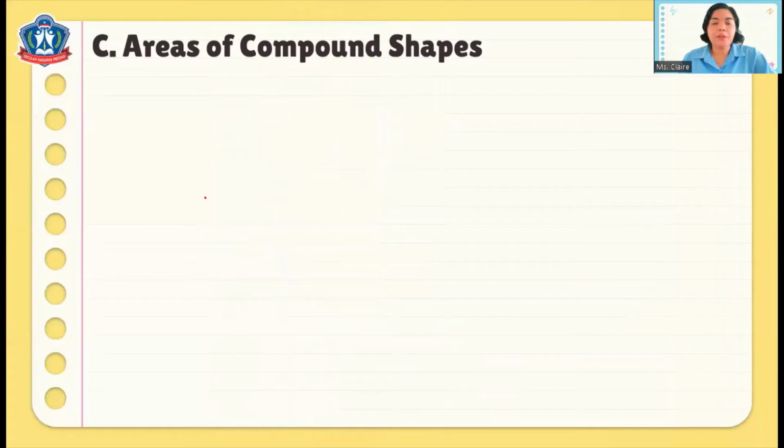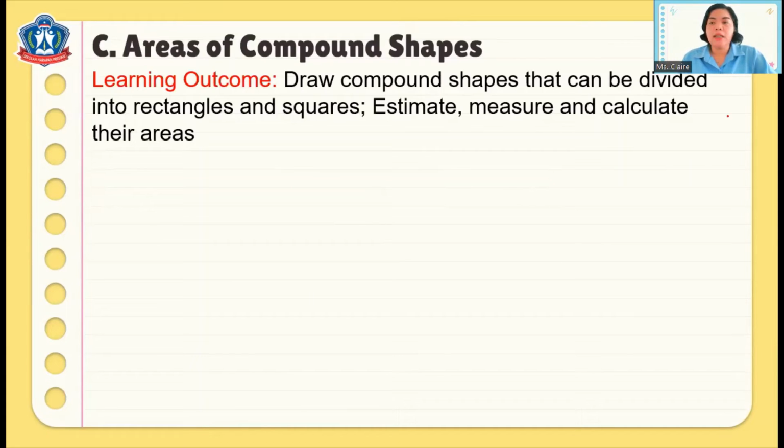Now let's go to lesson C or lesson 3, areas of compound shapes. So again, compound shapes are shapes or figures that consist of two or more shapes. So the learning objective for this lesson is to draw a compound shape that can be divided into rectangles and squares, and also to estimate, measure and calculate their areas.